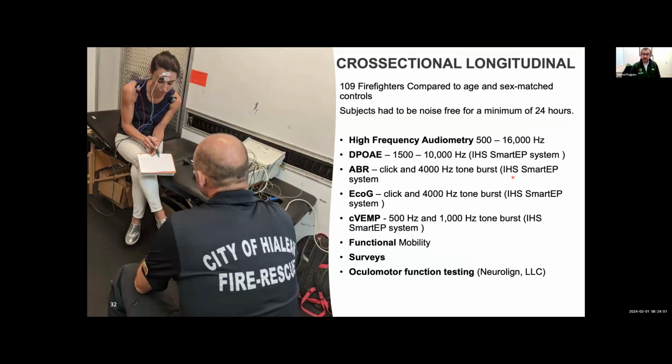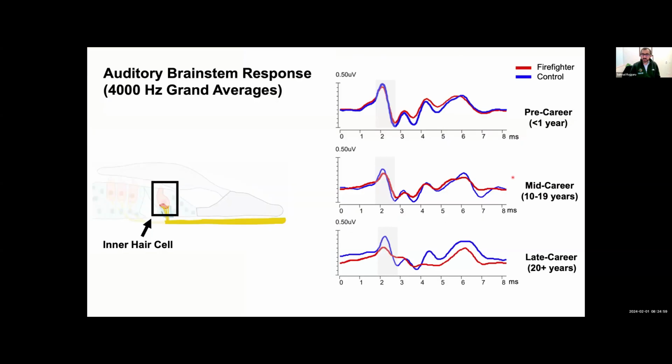And working with my colleague, we went out and we did measurements of audiometry and others related to hearing and balance functions, as well as mobility and gait.